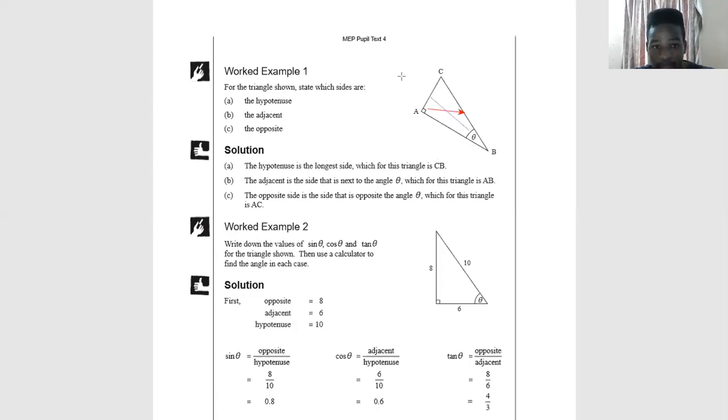So this would be our opposite, this side. Are we clear? Then the remaining side would be your adjacent. So for this one, the opposite side is 8, the hypotenuse is 10, and the remaining is your adjacent. Are we clear? Awesome. Then you do all of those exercises there. It's very easy to understand.